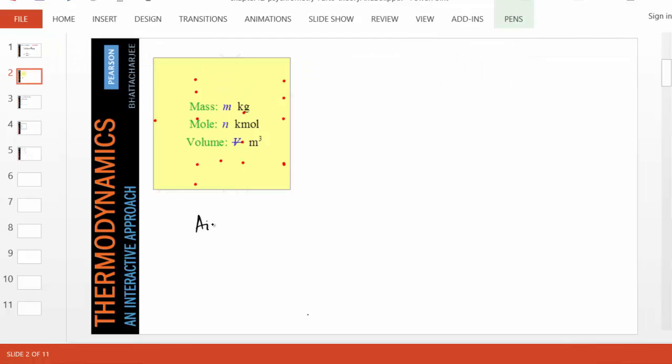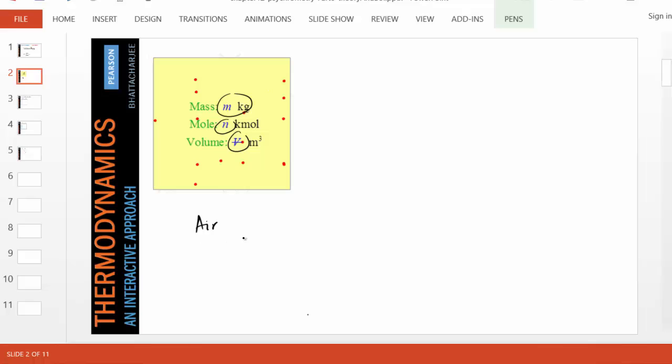Let's say we have a certain volume of air occupying volume V, and the mass of the air is m, and the mole of the air is n. Once again, let me remind you what a mole means. Mole means the count of molecules. So instead of counting the molecules in dozens, we count them in kilomole. A kilomole is a huge number, 6.023 times 10 to the 26. The exact number doesn't matter to us. So we'll count molecules in mole or kilomoles and mass in kilogram, of course.